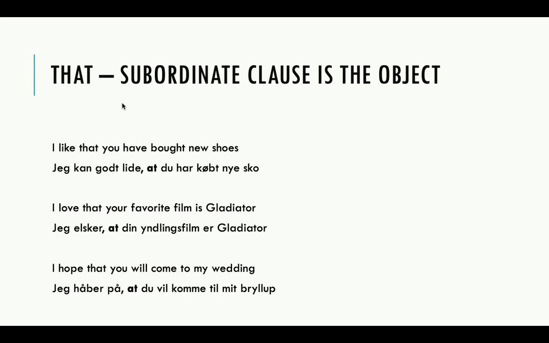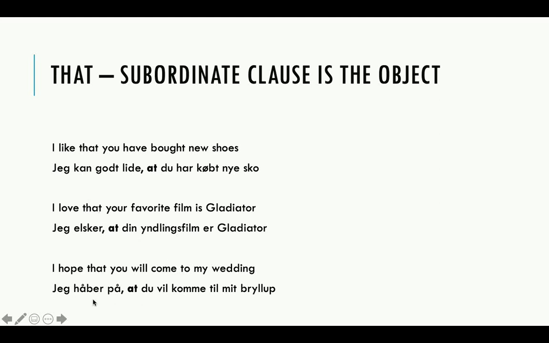So in all these cases, it is because we have the main clause. So for instance, jeg elsker. But what do you love? Hvad elsker du? I love that your favorite movie is Gladiator. If this is the structure of the phrase, so the subordinate phrase is the object, then you have to use at as a conjunction. And this also translates that in English.